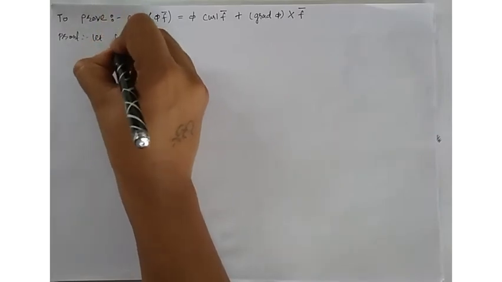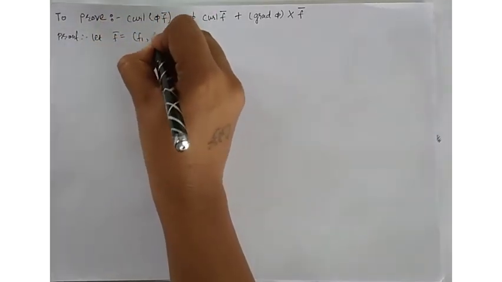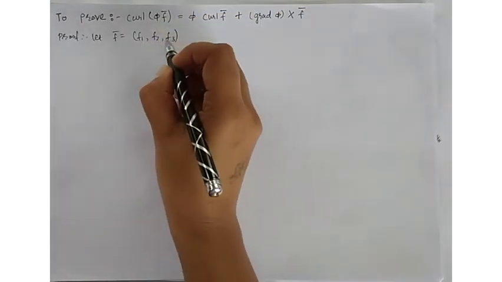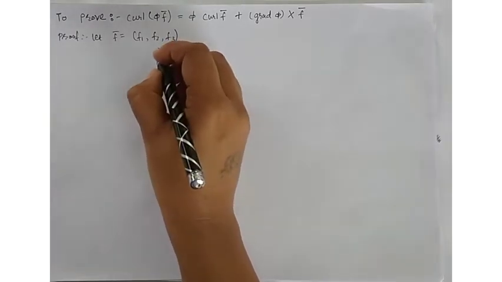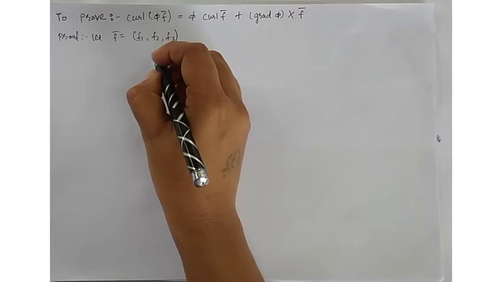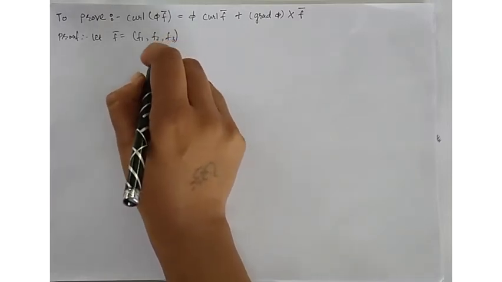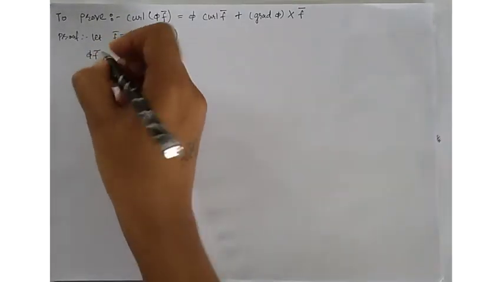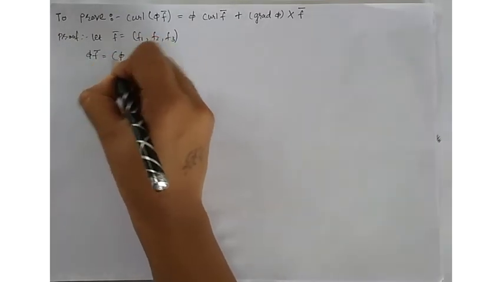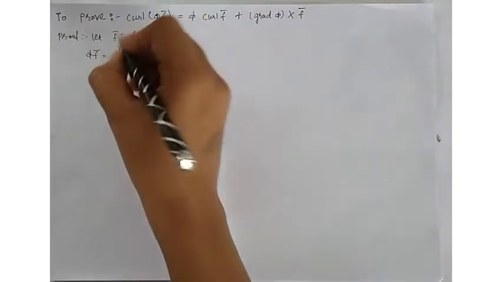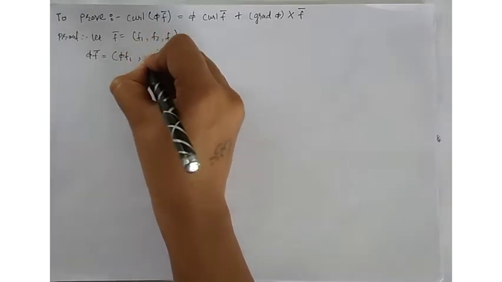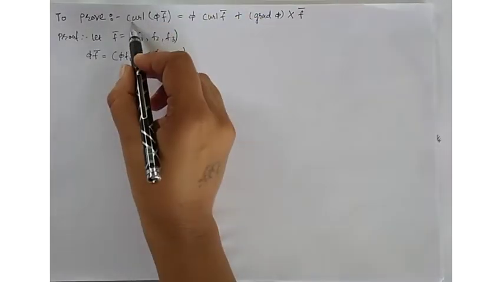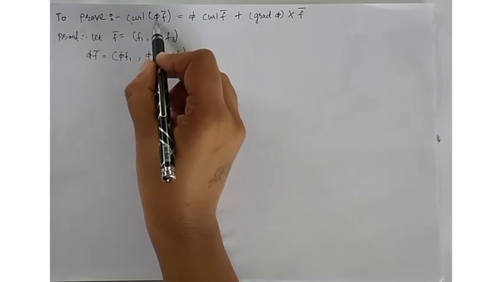let function f bar be equal to the vector with components f1, f2 and f3. You know that f1, f2 and f3 are scalar functions whose first order partial derivatives exist, which is given in the statement. So first we are going to find φ f bar. It is equal to multiplying the scalar function φ with all these components, so we get φ f1, φ f2 and φ f3. Now we are going to find curl φ f bar.